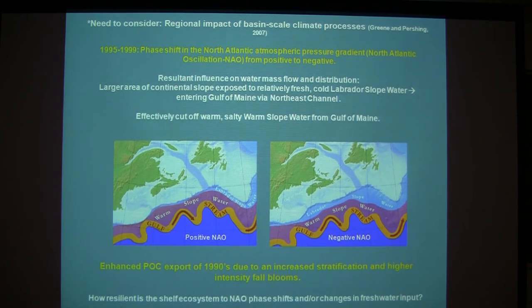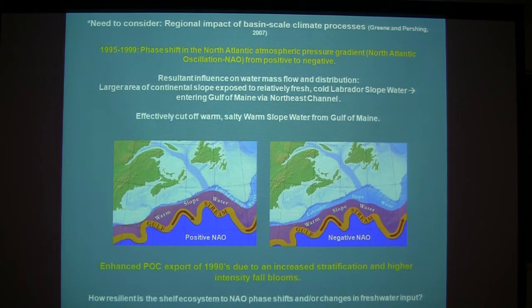When the NAO flips, there's an atmospheric change to its negative phase, which I won't get into what the NAO is, it's all based on Icelandic highs and all, but trust me. The Labrador slope water, coming from the Labrador current, which is colder, lower in nutrients, and less saline, cuts off the warm slope water flow into the Gulf of Maine.